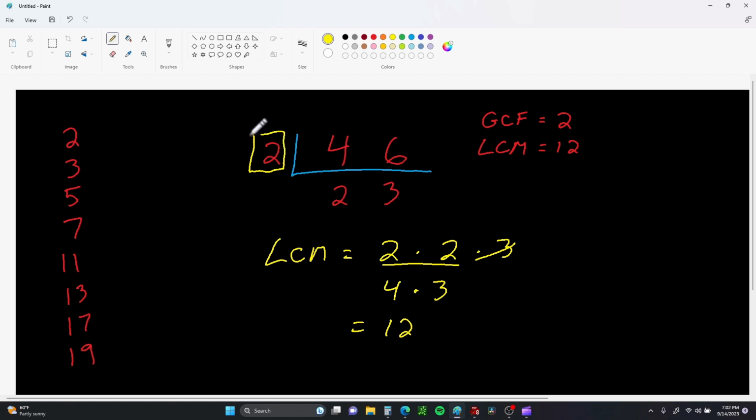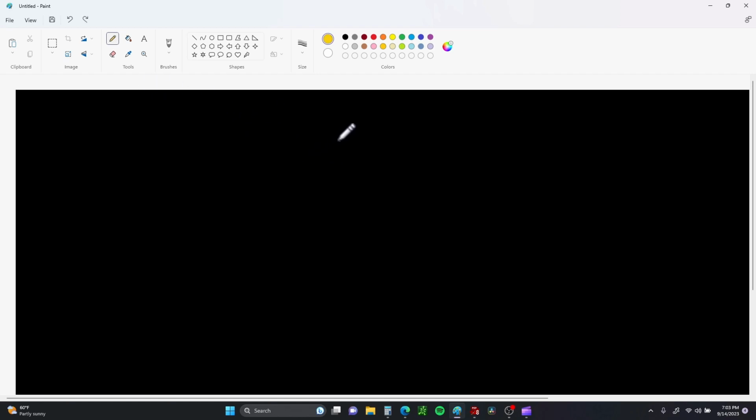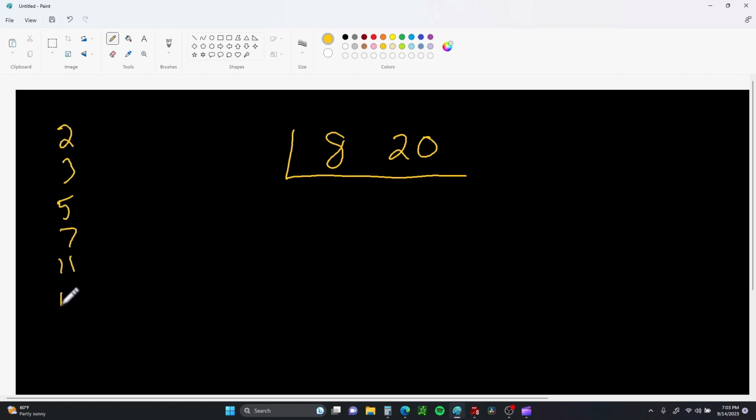So let's try another example. We'll pick two new numbers. We're going to do 8 and 20. Now, I certainly wouldn't want to list the multiples for all of these and find all the factors. As the numbers get big, we would be doing a lot of work. So once again, I'm going to list the prime numbers: 2, 3, 5, 7, 11, 13, 17, and 19. Did I forget one? No.